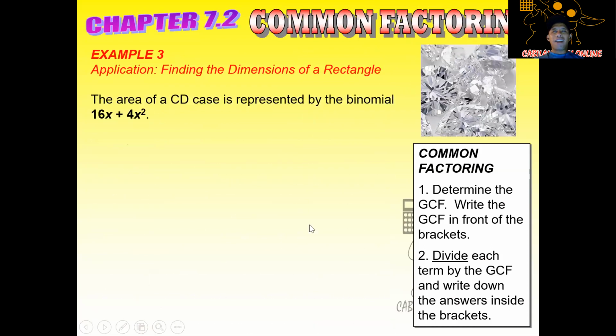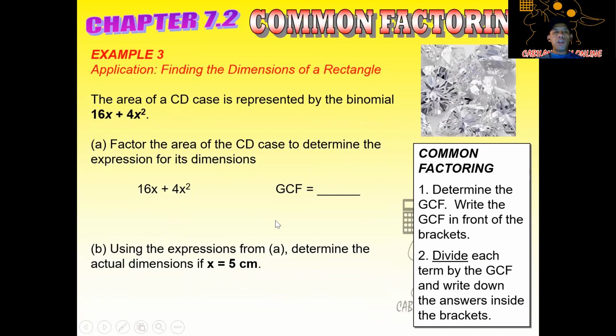If you don't recognize that, that's the front cover to Future and Drake's album. What we want to do here is figure out the dimensions of the album cover. It tells us the area of a CD case is represented by the binomial 16x plus 4x squared. So what we want to do is factor this using common factoring.